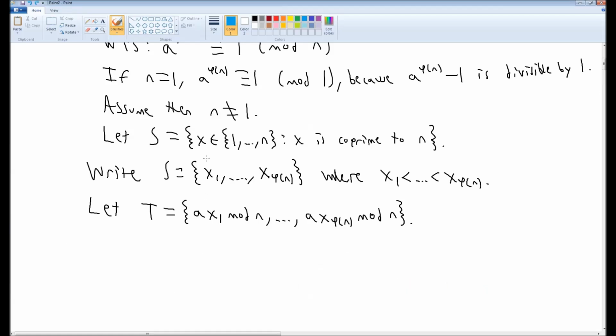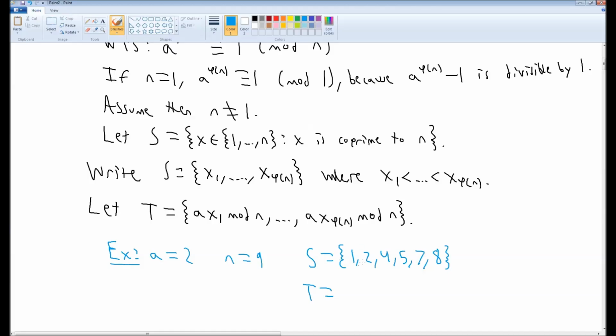Now here's where the magic happens. It turns out that these two sets are actually equal. They have the exact same elements. Let me show you an example of that. For instance, consider the special case that A equals 2 and n equals 9. In that case, what's S? Well, S is the set of numbers between 1 and 9 which are coprime to 9. As we saw earlier, that's going to be 1, 2, 4, 5, 7, and 8, okay?